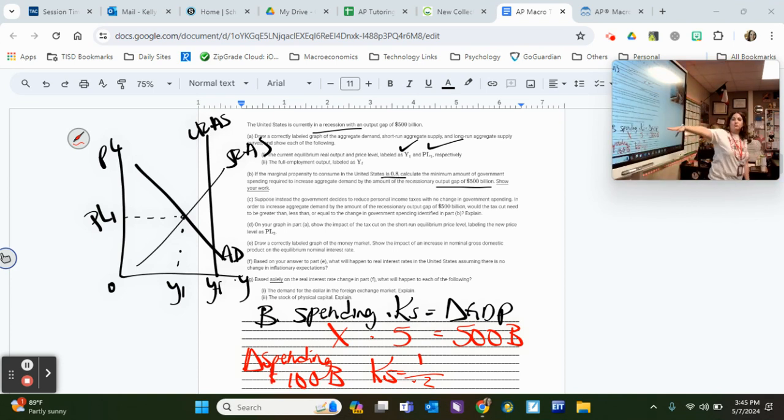Okay, did you have to write out the formula? No, you did not. But you had to have KS in there and then the red part you needed. You did not necessarily need the black part as part of your answer.